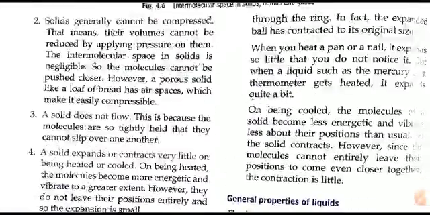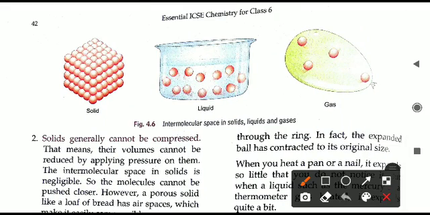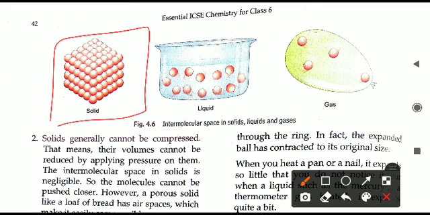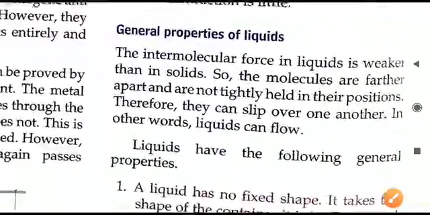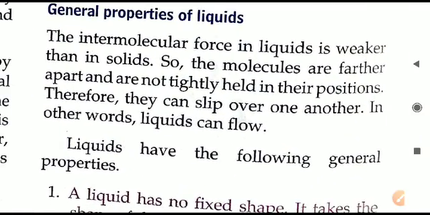As we have already discussed in the previous classes, the arrangement of the molecules in solids, liquids and gases is different. As you can see in this diagram, the molecules in solids are tightly packed, followed by liquids where some space is available, and lastly gases, where the molecules are free to move and maximum space is available in between the molecules. Based on that, the properties will be discussed. So let us read the general properties of liquids.